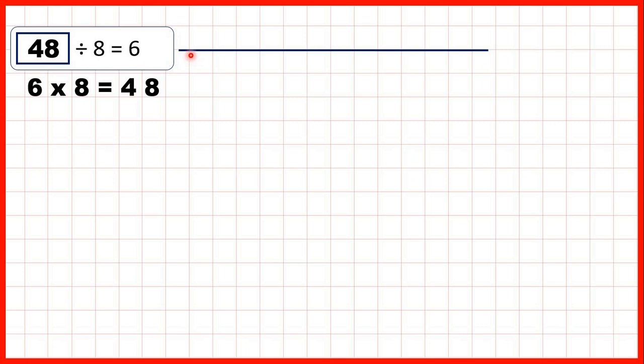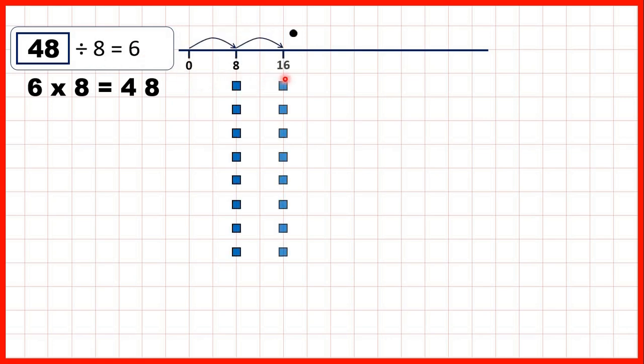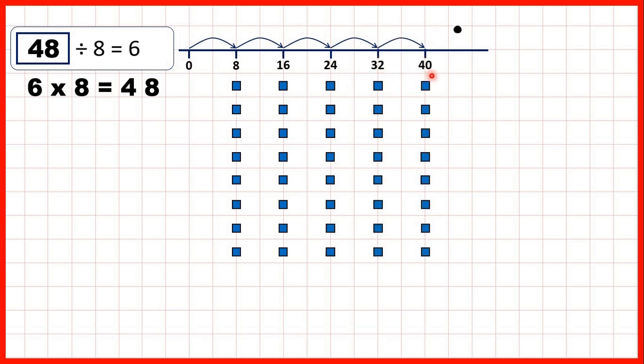Now what we could have done here is count up in steps of 8, or count up 6 steps of 8. We can count 8, 16, 24, 32, 40, 48. So because we've made 6 jumps of 8 and got to 48, we know that that's our missing number.